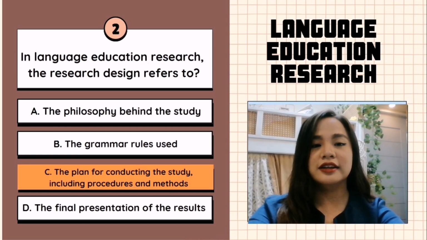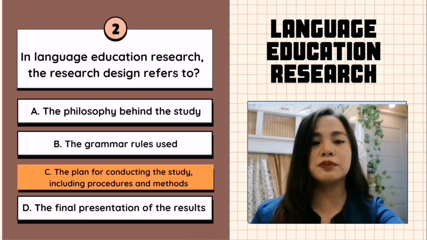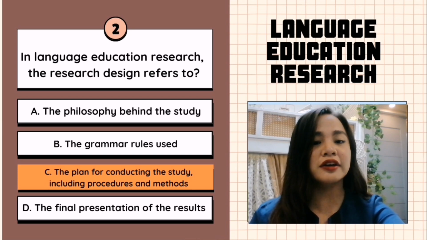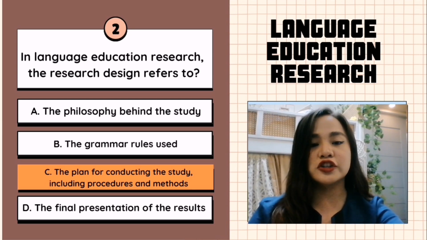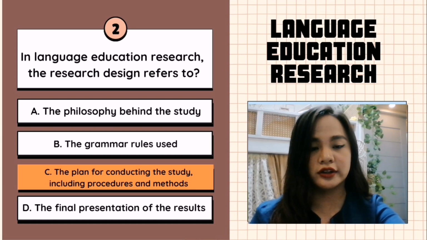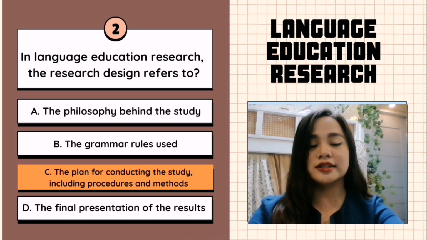Yes, that is correct. The correct answer is letter C, the plan for conducting the study including procedure and methods. Why is it correct? Research design refers to the blueprint or plan for how the research study will be conducted. It includes the methods for data collection, sampling, tools to be used, and how the research will be carried out in a structured way. It is also part of the operational stage where the conceptual ideas like approaches and objectives are put into action. So why are the other choices incorrect?